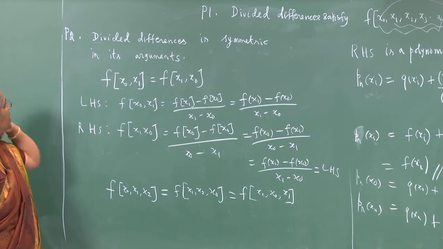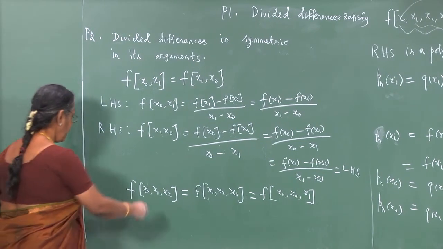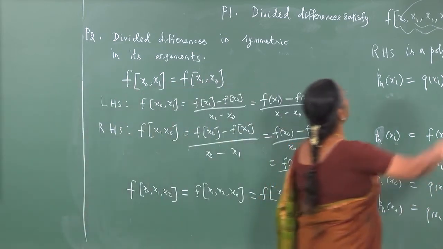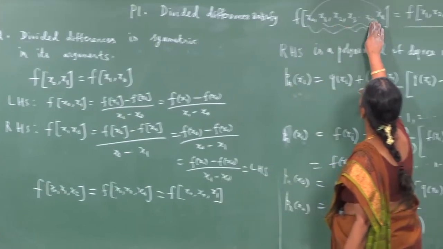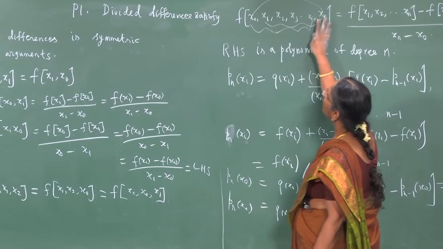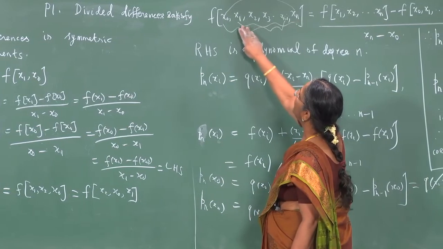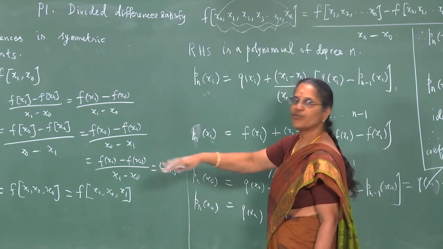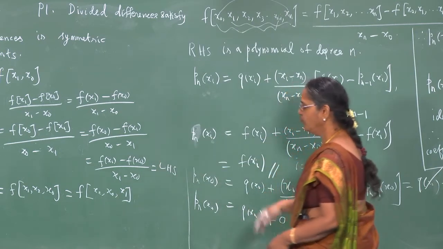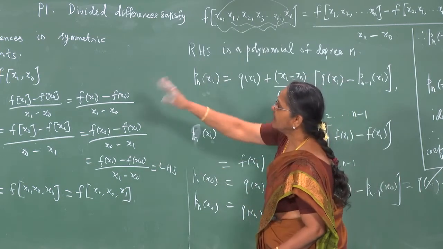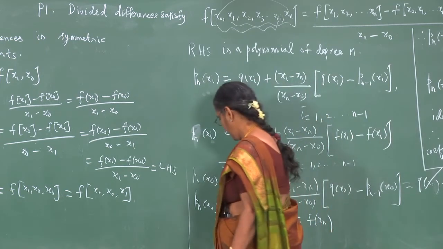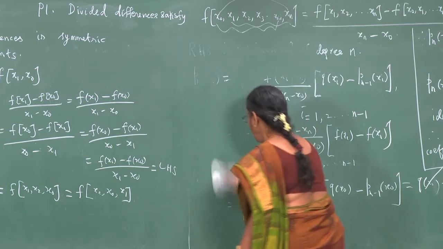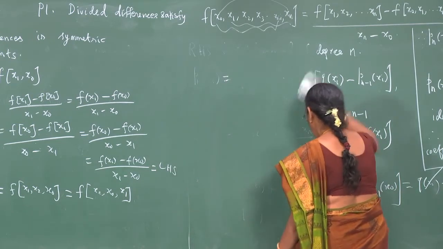So let us prove it in general. Namely, we will show that if I take the nth order divided difference f of x naught, x1, etc., xn, and then arrange these cyclically in any other manner, then all these divided difference values will be the same. That is what we would like to show. It is symmetric in its arguments. That is what will have to be proved. So can you think of how we should show this?